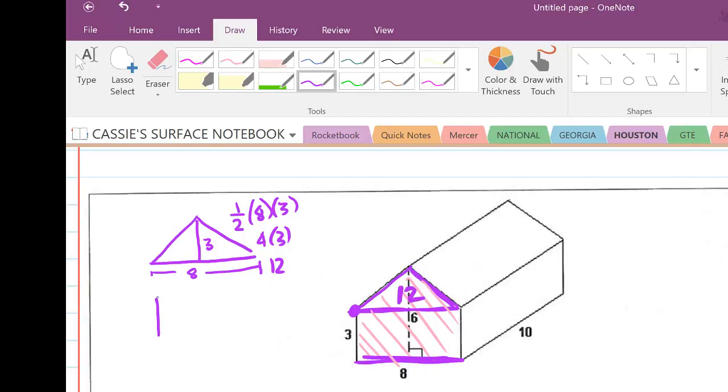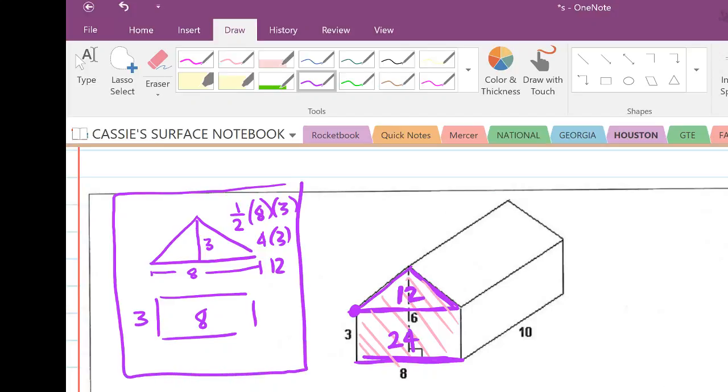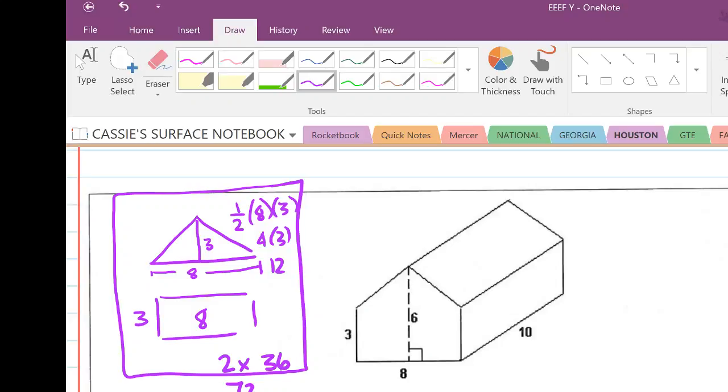And then underneath it is 3 by 8, which is 24. So these two together, 24 plus 12, means that this piece right there is 36. And there are 2 of those on the front and the back, so that's 72. And we've now handled the house-shaped one.